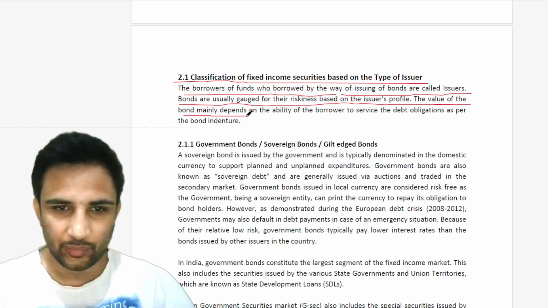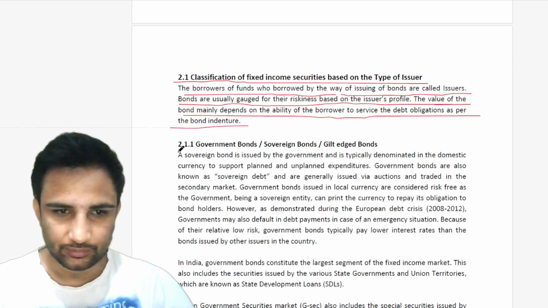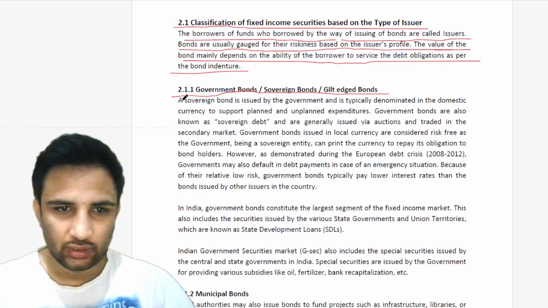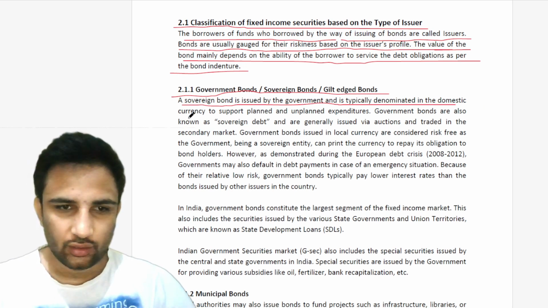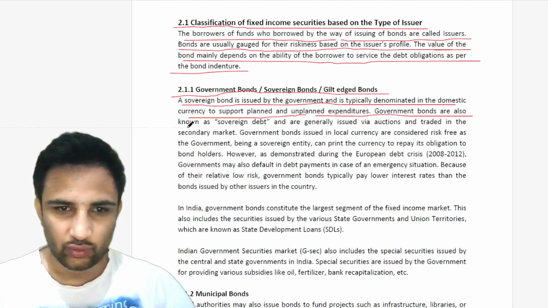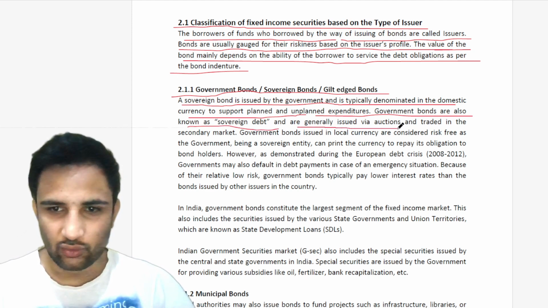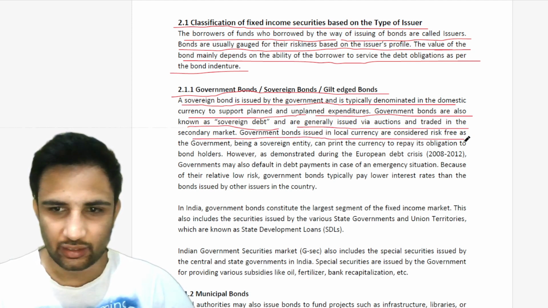The value of the bond mainly depends on the ability of the borrower to service the debt obligations as per the bond indenture. Chapter 2.1.1, Government bonds, sovereign bonds, and gilt-edged bonds. A sovereign bond is issued by the government and is typically denominated in the domestic currency to support planned and unplanned expenditures. Government bonds are also known as sovereign debt and are generally issued via auctions and traded in the secondary market. Government bonds issued in local currency are considered risk-free as the government, being a sovereign entity, can print the currency to repay its obligation to bondholders.